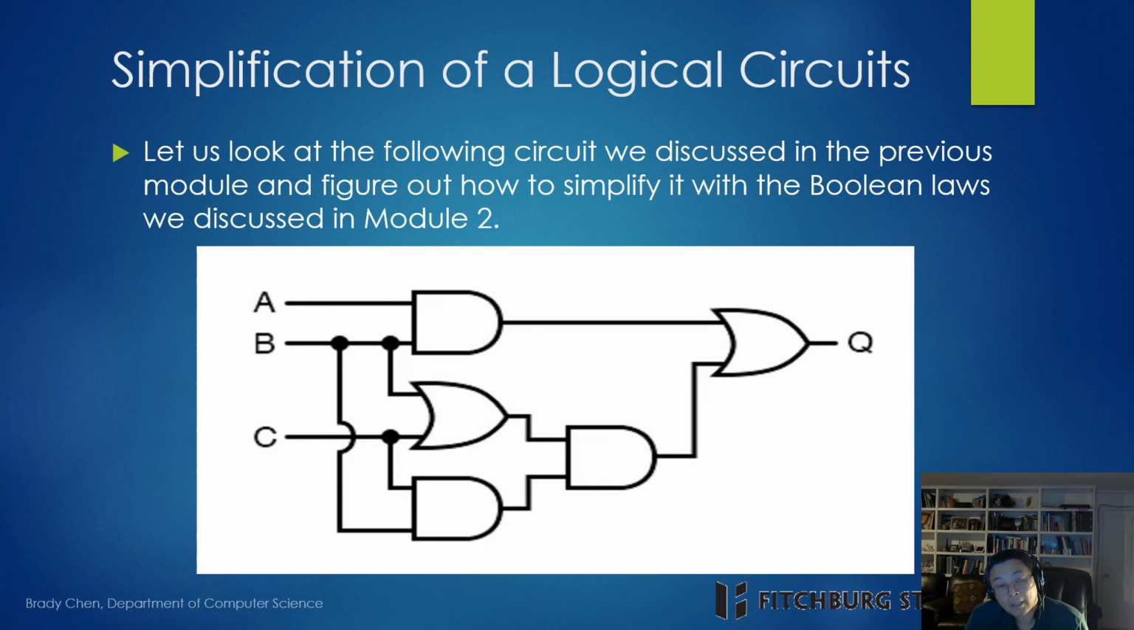So now let's take a look at the following circuit we discussed in the previous module. I think it's the last slide in the previous module, and figure out how to simplify it with the Boolean laws we discussed in module 2.